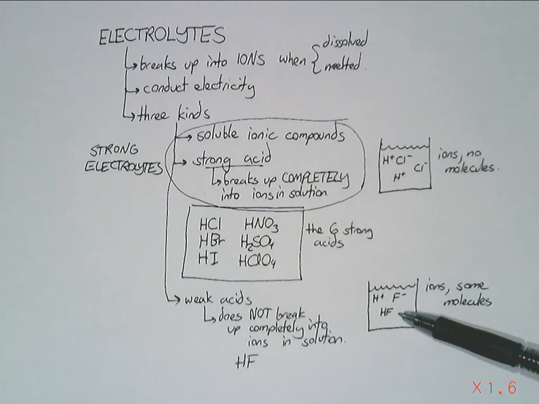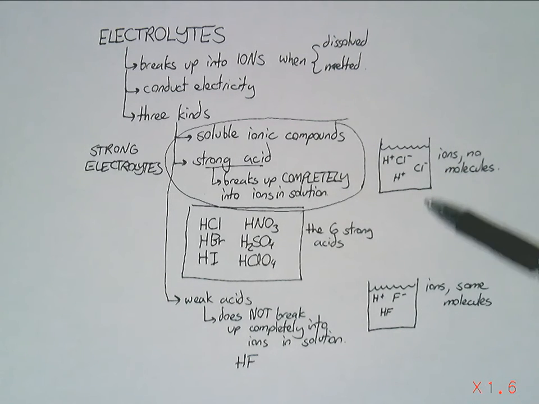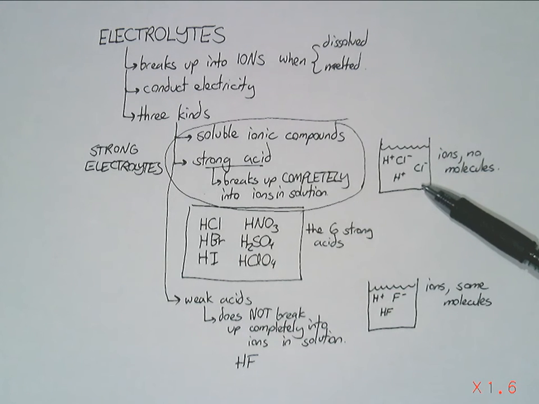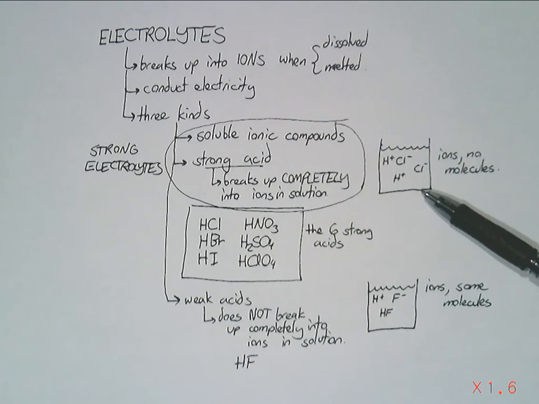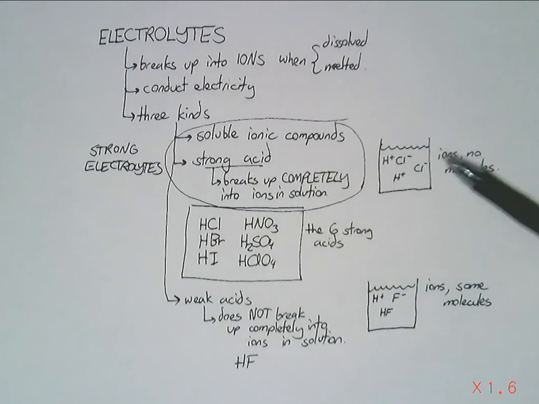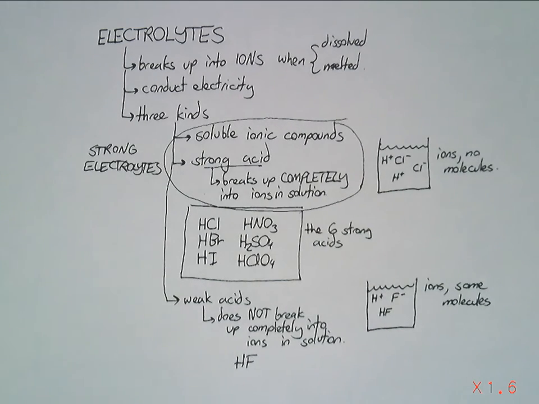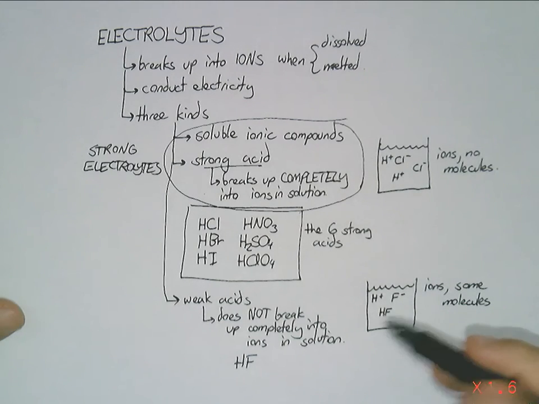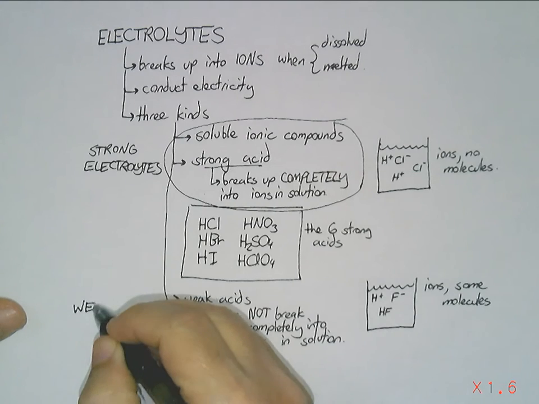Now, molecules, being electrically neutral, cannot conduct electricity. So if you had a solution with 1 mole of HCl in it and another solution with 1 mole of HF in it, you would expect to see this one conduct electricity a lot better because there are more ions there. More ions, more conductivity. That's a way to experimentally tell whether you have a strong acid or a weak acid. Now, compounds that are like this, that don't break up completely, are called weak electrolytes.